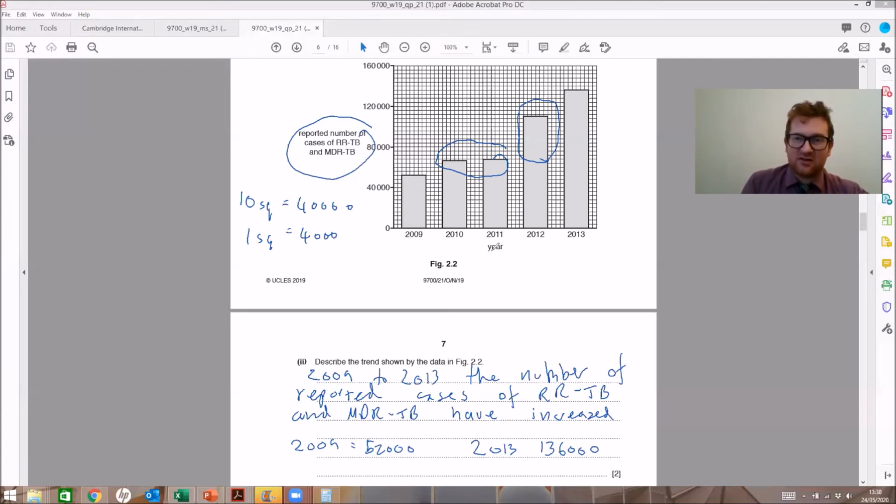But this is enough to give you your full marks. 2 marks, don't need to spend very long on it. Just describe it, use data, and mention anything of note in descriptive language. No need to explain anything.